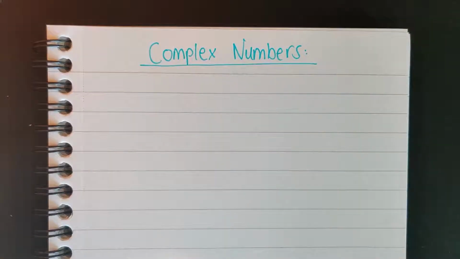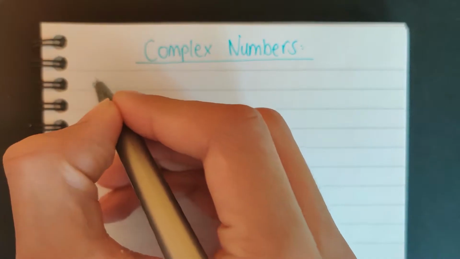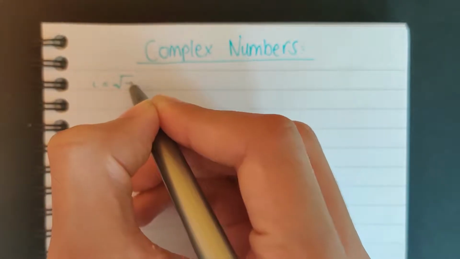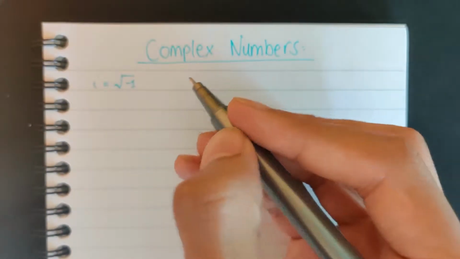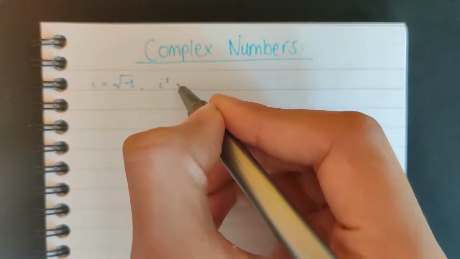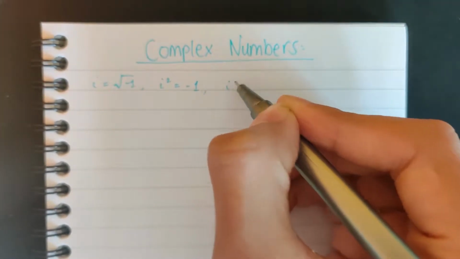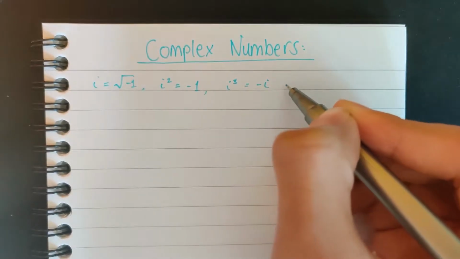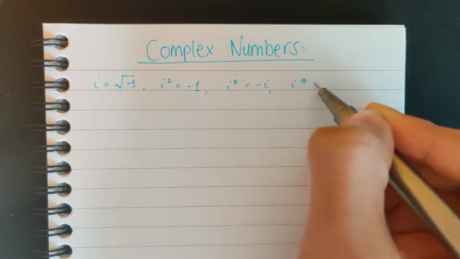Before we even talk about complex numbers, we need to know about imaginary numbers. Whenever you work out the square root of a negative number, you'll get an imaginary number. In this topic, i represents the square root of negative 1. From here we can work out that i squared is equal to negative 1, i cubed is equal to negative i, and i to the 4 is equal to 1.